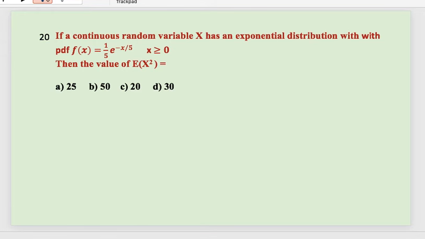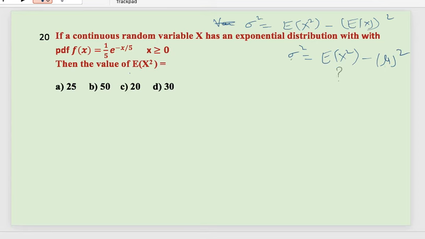The 20th question says: if the continuous random variable x has an exponential distribution with PDF 1 by 5 e to the power minus x by 5, then find the value of E of x square. First, what we need to do is, because E of x square comes in the formula for variance, or you can say sigma square. Sigma square is equal to E of x square minus E of x whole square. That means sigma square is equal to E of x square minus mu square. So if we calculate mean and variance, we can calculate this value.